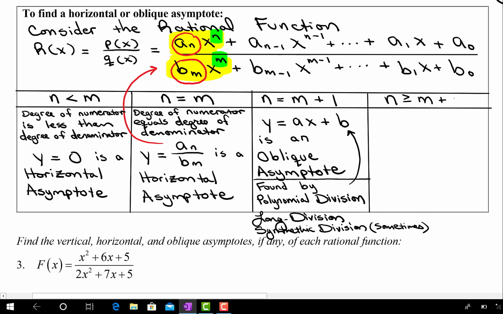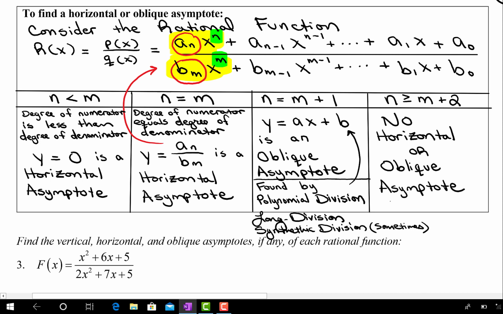All right, what about when n is greater than or equal to m plus 2? When n is greater than or equal to m plus 2, there will be no horizontal or oblique asymptote. And that's basically it. These are your 4 cases.